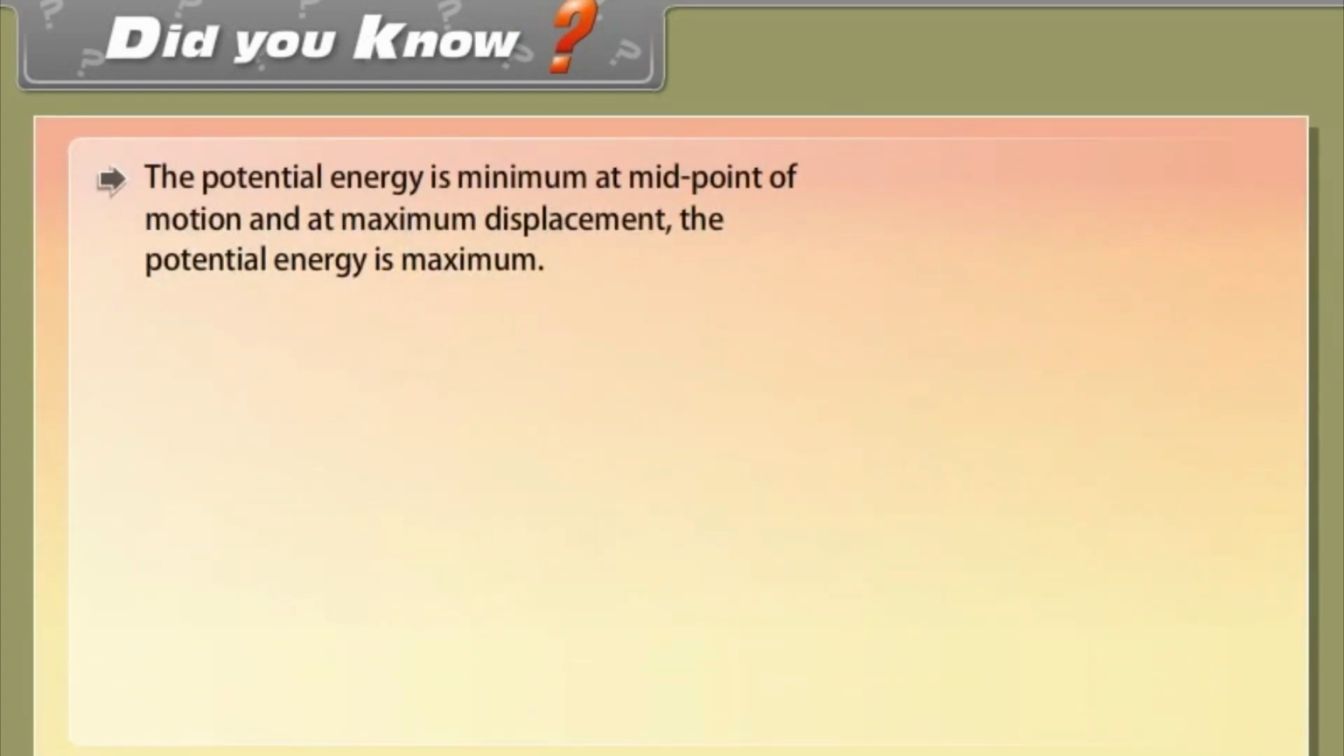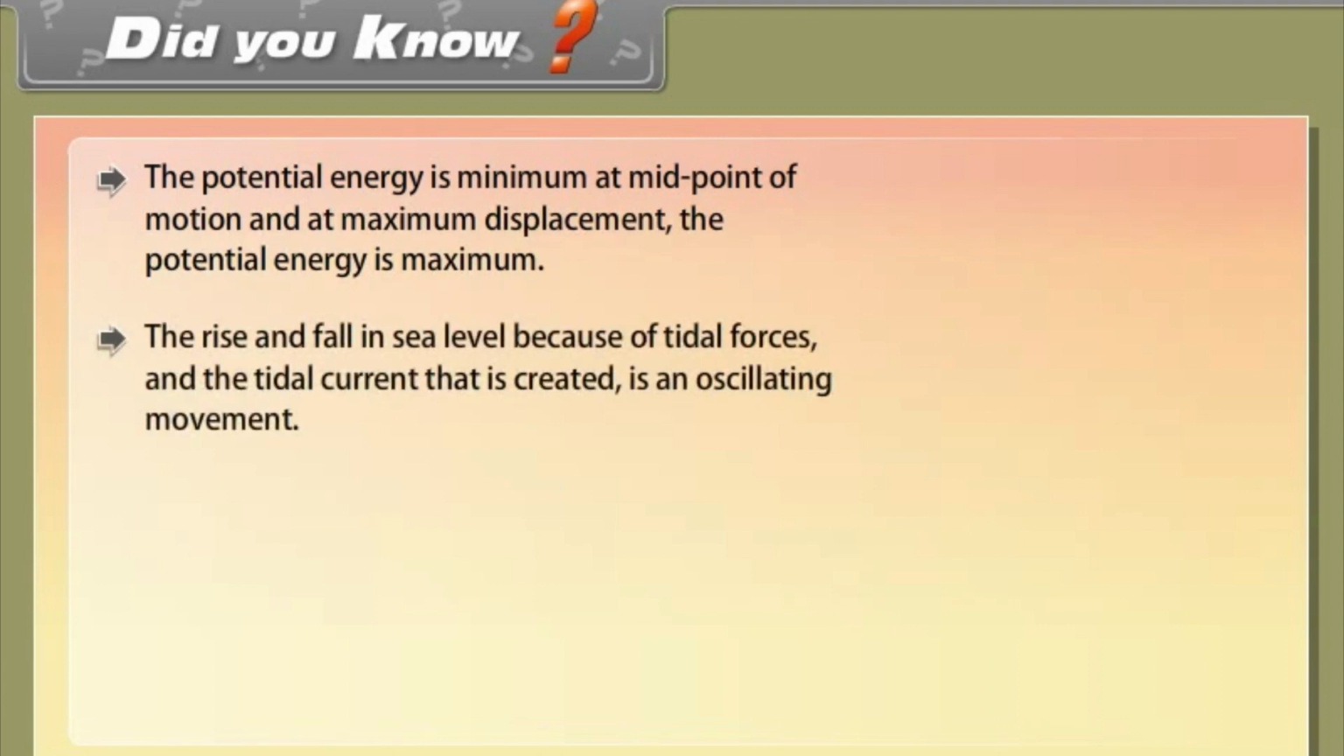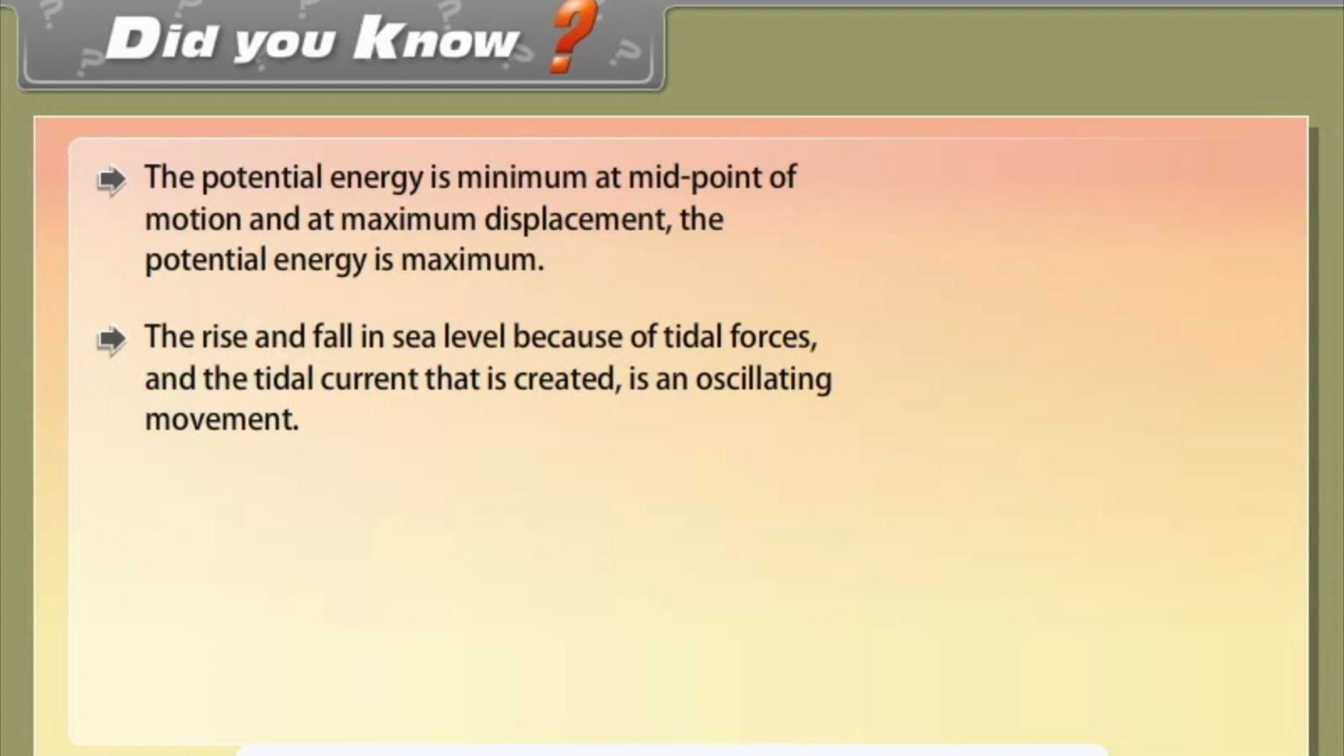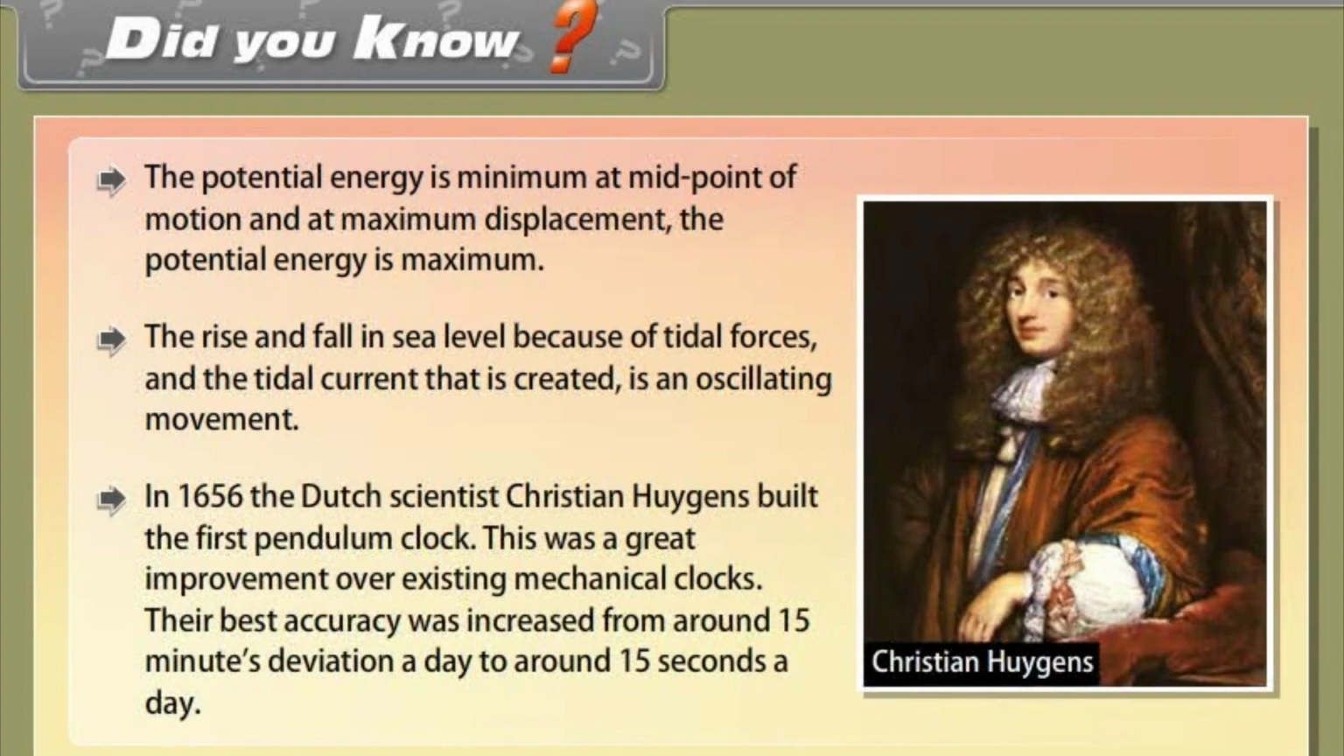Did you know? The potential energy is minimum at the midpoint of motion, and at maximum displacement the potential energy is maximum. The rise and fall in sea level is because of tidal forces, and the tidal current that is created is an oscillating movement. In 1656, the Dutch scientist Christian Huygens built the first pendulum clock. This was a great improvement over existing mechanical clocks. Their best accuracy was increased from around 15 minutes deviation a day to around 15 seconds a day.